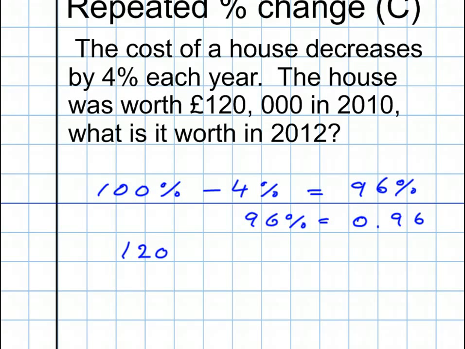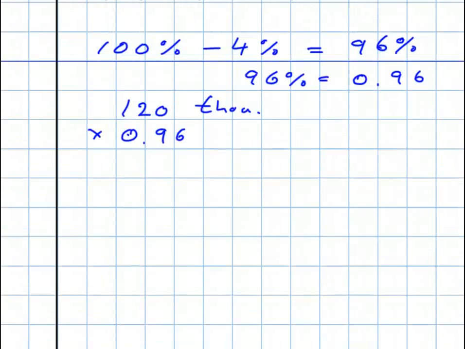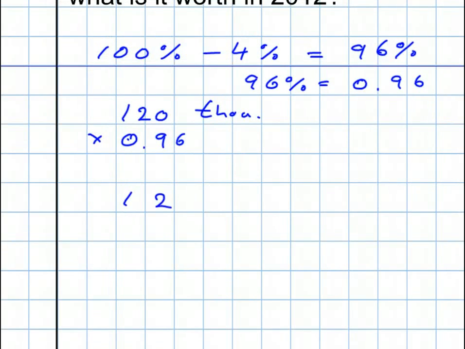Well, I'm going to forget the thousand. I'm just going to call it thou, times 0.96. So let's do our multiplication. I'll do the integer multiplication.